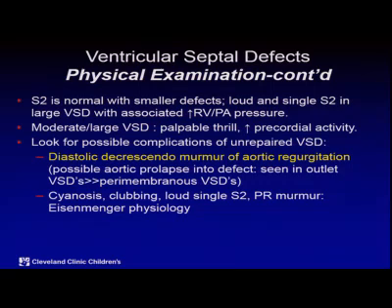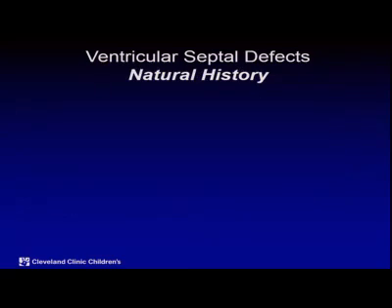Look for possible complications of a VSD. We already mentioned one of them: if the aortic valve prolapses through the VSD, you can hear the pathologic decrescendo diastolic murmur of aortic regurgitation, which is most commonly seen in outlet VSDs. Or if the patient has cyanosis and clubbing, let's say you see a 30-year-old with a history of a VSD, and now they're cyanosed and clubbed and have a loud single S2 and the murmur of pulmonary regurgitation, then think that they should have been repaired a long time ago and now they have Eisenmenger.